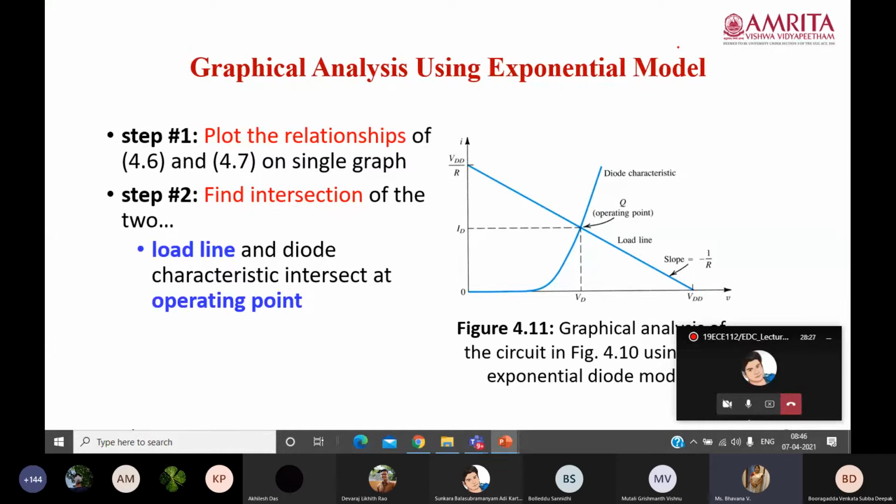And in the iterative analysis, with the given data, IS and N known, we will find whatever currents and voltages are required, that is ID and VD.